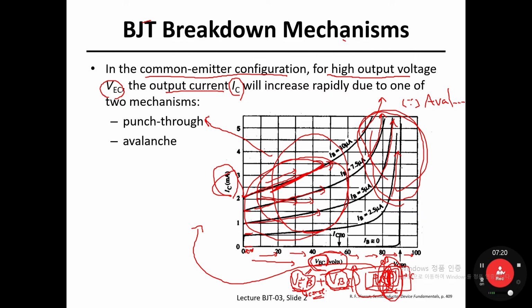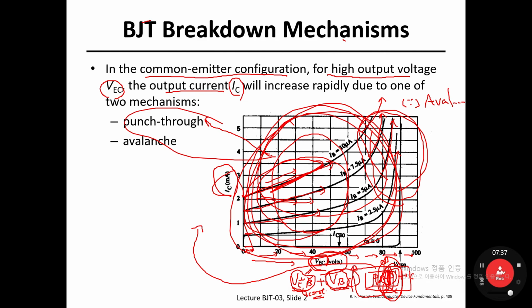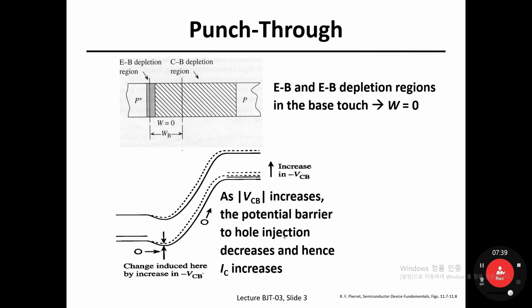Then at some point, at a very high output voltage, I mean the emitter-collector voltage difference is too high, then what would be happening in your output current IC? Yeah, you may expect this output characteristic plot. Okay, then let's do analysis for that. Number one is punch-through.